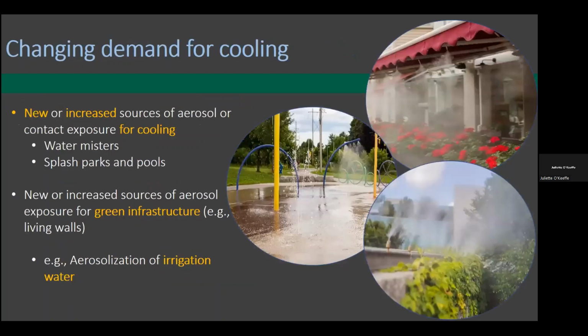Our changing demand for cooling could also bring new sources of exposure, or increased exposure to aerosols, in places that use water misters for cooling. And this past summer, I'm sure you've seen them around. There's a lot of places where you have cooling stations that are using water misters. There'll also be new and increased sources of exposure from green infrastructure that is used for cooling these urban centers. So your green walls, how are you watering those? Is there some type of spray irrigation, or is it a drip irrigation? Those factors could change how we're exposed to aerosols in urban centers.